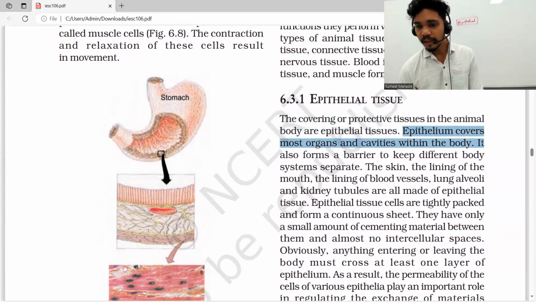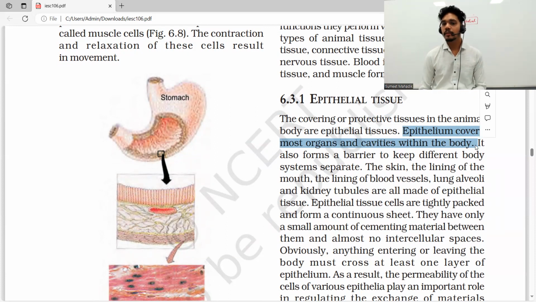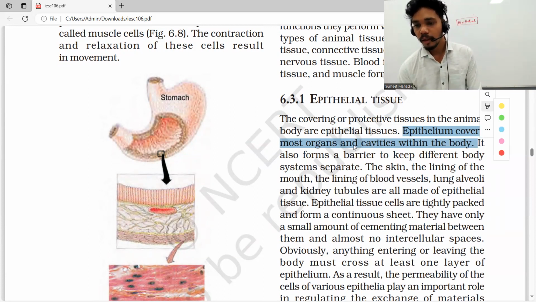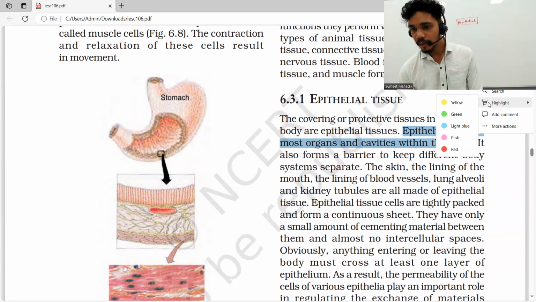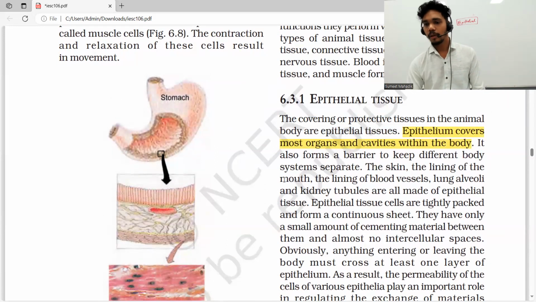Then epithelial tissue covers most organs and cavities within the body. Epithelial covers most of the what? Organs and cavities. Can anybody tell me what are organs and cavities? What are organs and cavities?